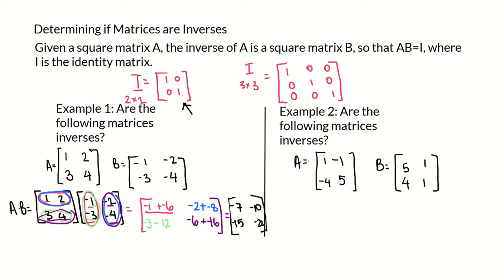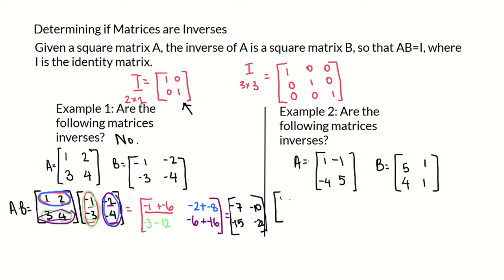So this is not the identity matrix, so are these matrices inverses? No. Okay, let's try this second example. Are the following matrices inverses? Again, we're going to multiply them together.